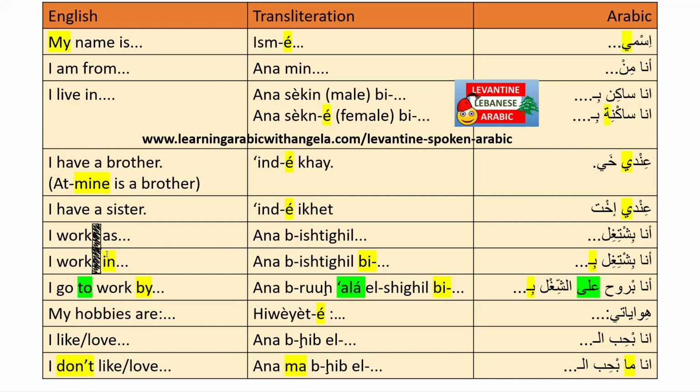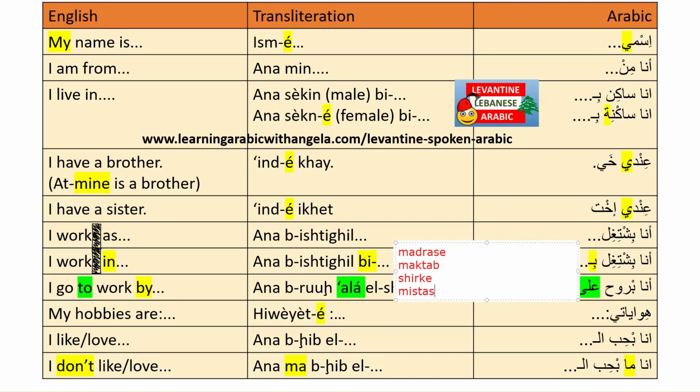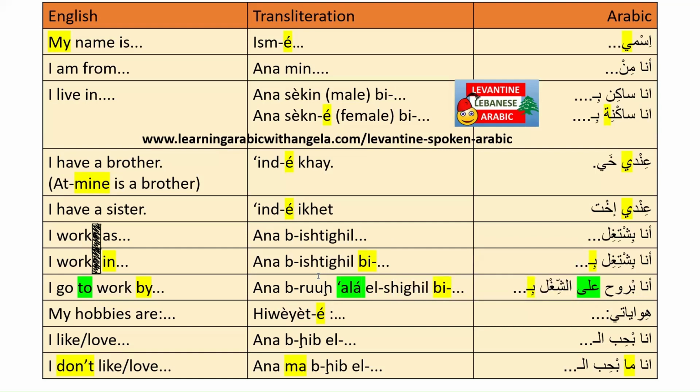I work in, sorry for the typo over here, أنا بشتغل ب. I work in somewhere. For example, أنا بشتغل بمدرسة, in a school. مدرسة is a school. أنا بشتغل بمكتب, in an office. أو أنا بشتغل بشركة, in a company. أنا بشتغل بمستشفى, a hospital. So depending where you work, you would write that down. Again, if you have any questions, just type the question in the comments. أنا بشتغل ب. I work in.